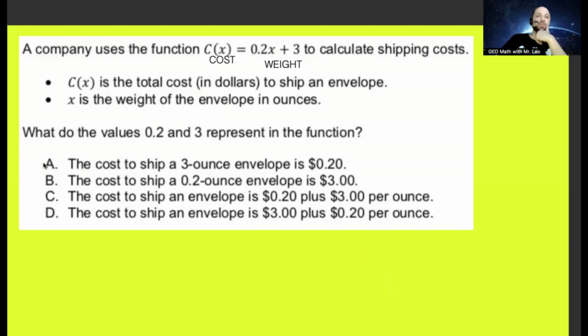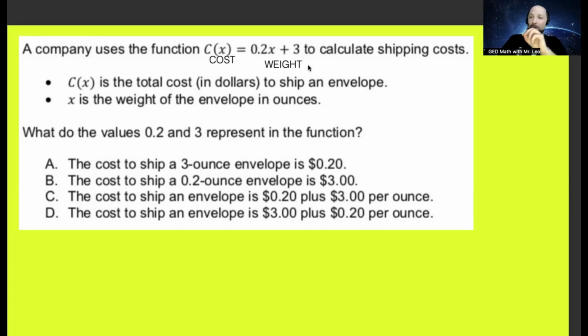So here's the question. What do the values 0.2 and 3 represent in the function? So this is really asking, can you read the function? The way I think about it is this. The 0.2 is going to multiply with the x. It's going to multiply with the weight. And then we're going to add 3.